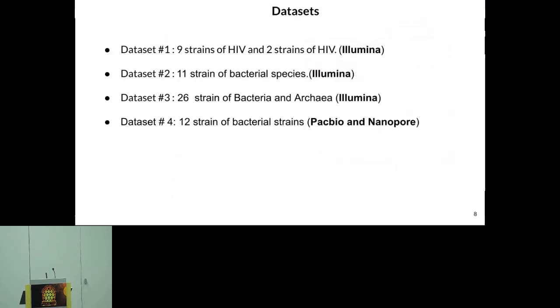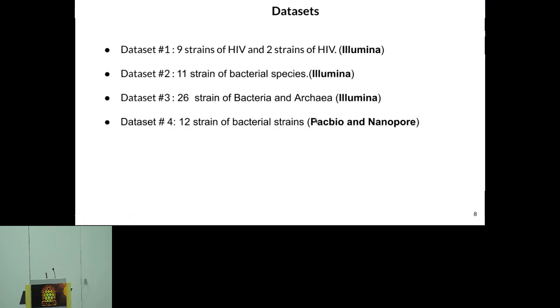Right now we are using these four datasets. The first dataset is 9 strains of HIV, and in this also 2 strains are present for HIV, so there are two such datasets. In dataset 2, 11 strains of bacterial species are present. Then dataset 3 has 26 strains of bacteria and archaea, and dataset 4 has 12 bacterial strains.